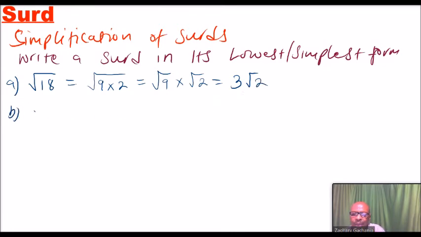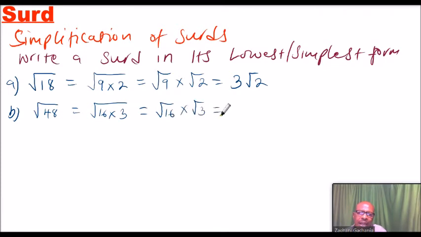Another example, we can say the square root of 48. The square root of 48 can be written as the square root of 16 multiplied by 3. That will still give you 48. We have said we can separate, so that is the root of 16 multiplied by the root of 3. We know the square root of 16 is 4. Root 3 is a surd, so we cannot simplify any further. So you multiply by root 3. That's how you write that.